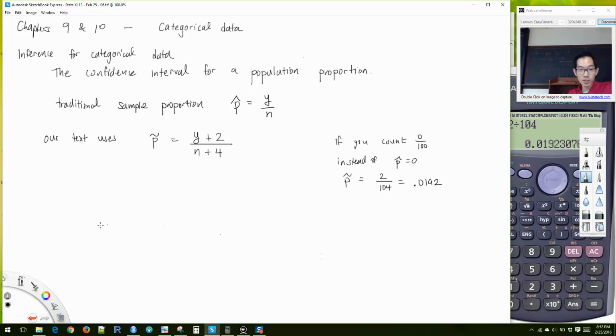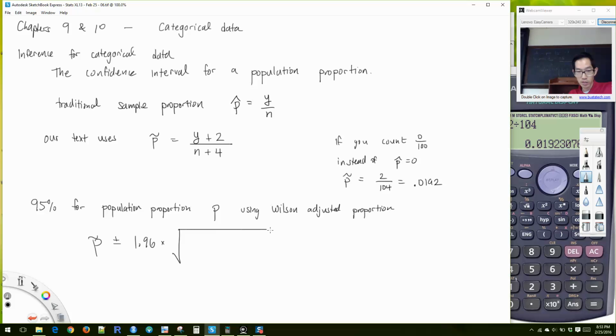Okay, and so essentially I'm just going to cut to the chase, and I'm going to say your 95% confidence interval for the population proportion p, okay, using the Wilson adjusted proportion, is going to be p tilde plus or minus 1.96 times the standard error of p tilde, which is that, okay?